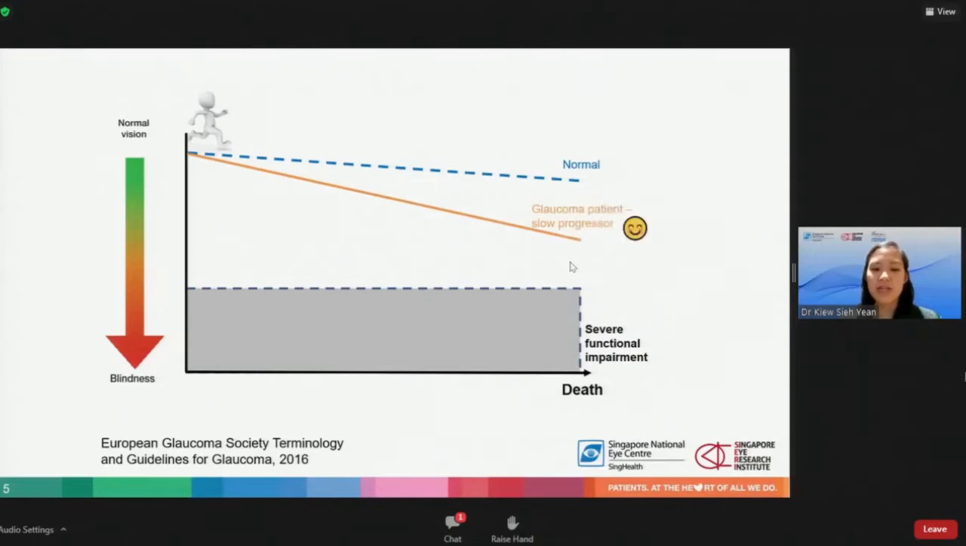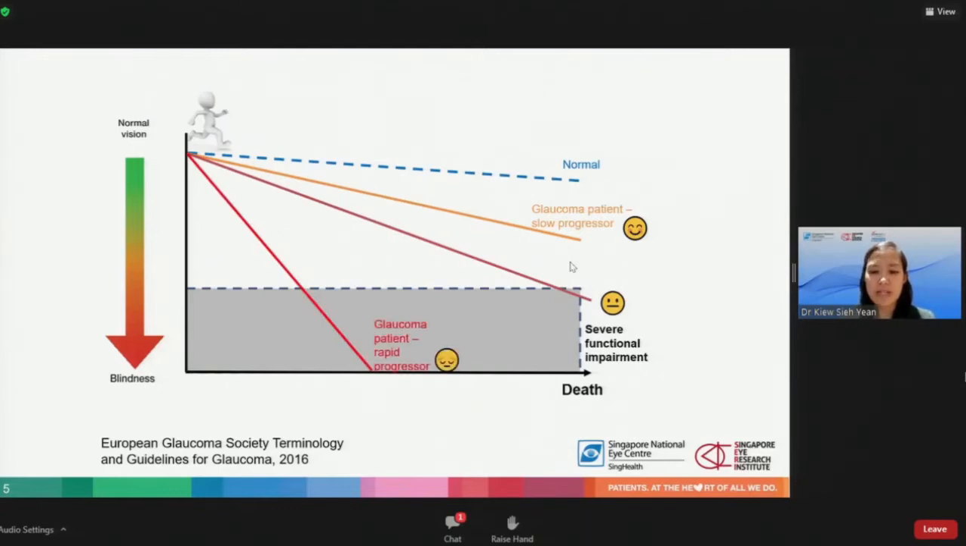In glaucoma, there is progressive damage to the optic nerve and vision is lost. Some patients with glaucoma progress very slowly, and even though they are losing vision much faster than a healthy person would, they also never reach severe visual impairment in their life. Some glaucoma patients progress more rapidly, and in these cases, without treatment, vision is lost, and the patient may spend some years of their life with severe visual impairment or blindness.